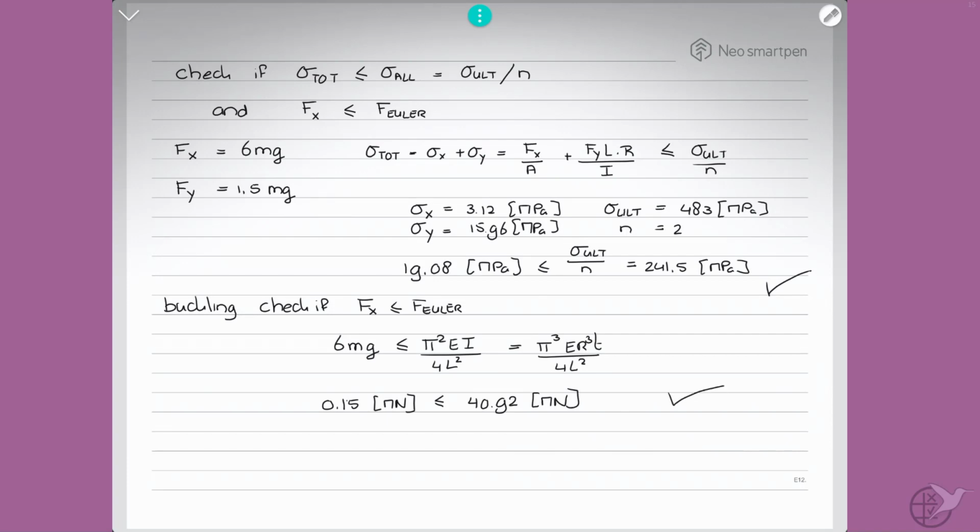So we can draw our conclusion and design with T equals 15 millimeters meets all requirements. And that is how you size a spacecraft.